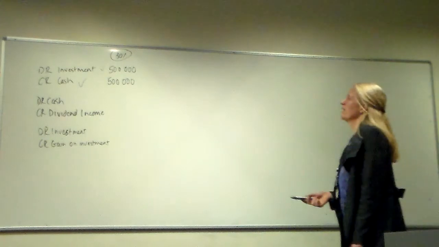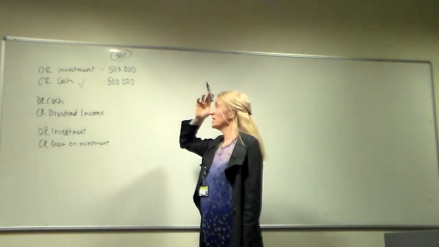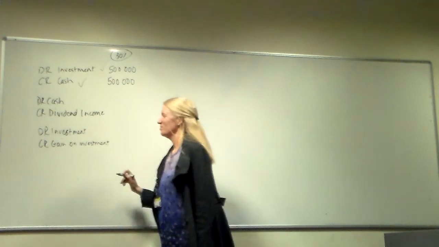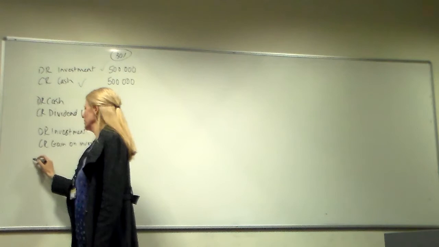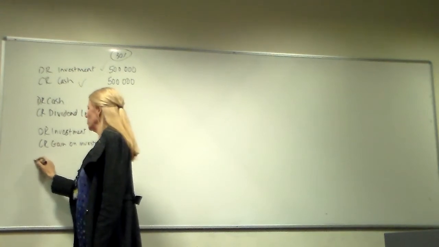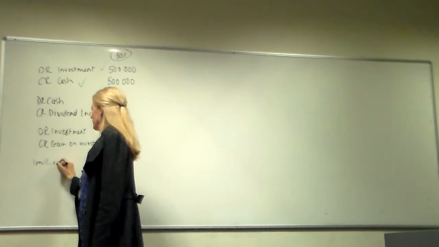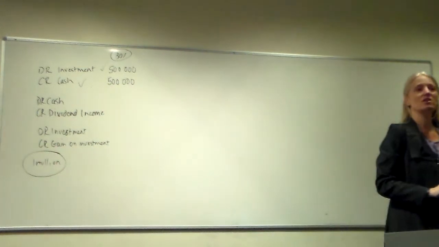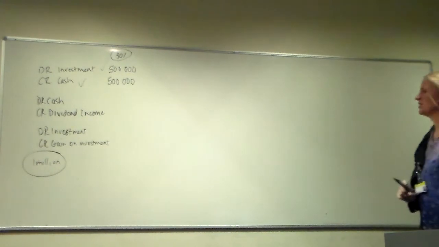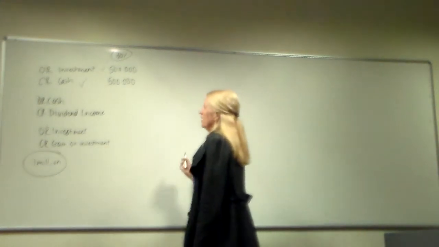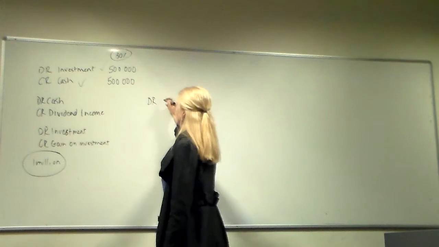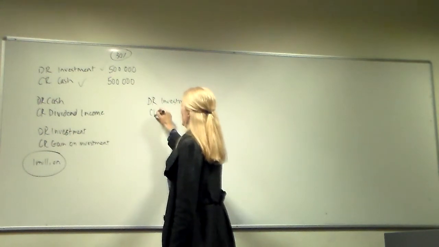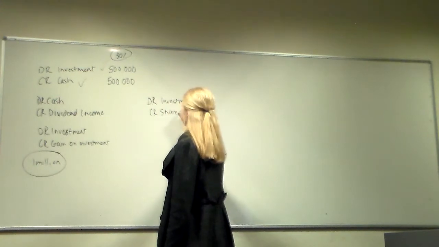Okay, so basically we've purchased 30% and we've paid 500,000. We then look at the income statement of the company. We see they've made $1 million in after-tax profits for the current year. So what you're going to do there is debit the investment and credit share of profits.